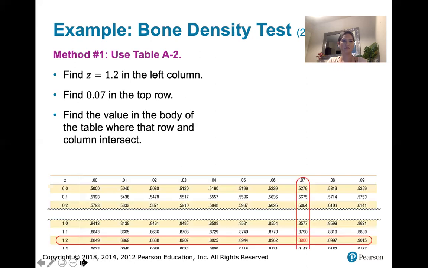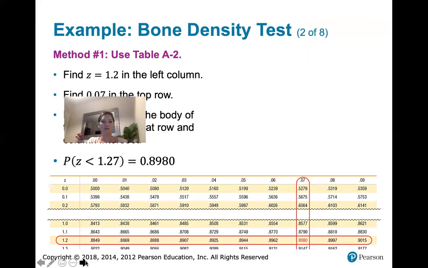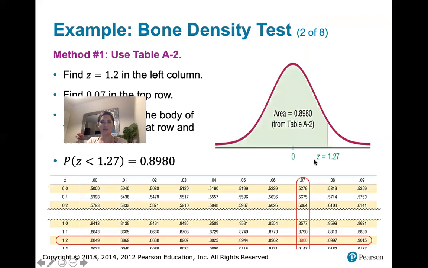So this is what you would see in that table. You go to Z equals 1.2, and then the hundredths place is 0.07, and then you find out where that row and that column intersect, and in that entry you see 0.8980. So that's the probability that Z is less than 1.27, which can be represented graphically by something that looks like this.